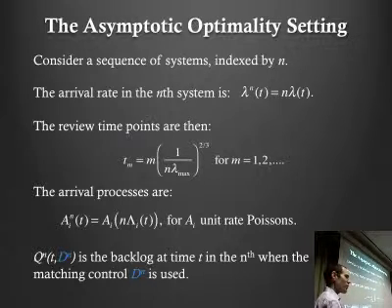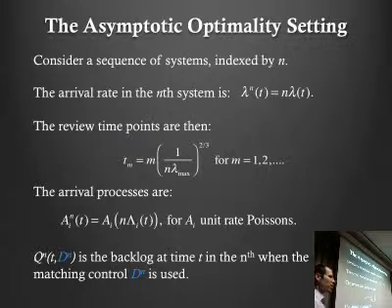So instead of fixing a given system with a certain arrival rate lambda, or vector of arrival rates lambda, I'm going to inflate that. I'm going to assume that I'm looking at a system with very, very high volume of input. I'm going to adjust my review time points. They're going to shrink, but they're going to remain in a ratio to the scale of arrivals. And the arrival process is going to be inflated as well.